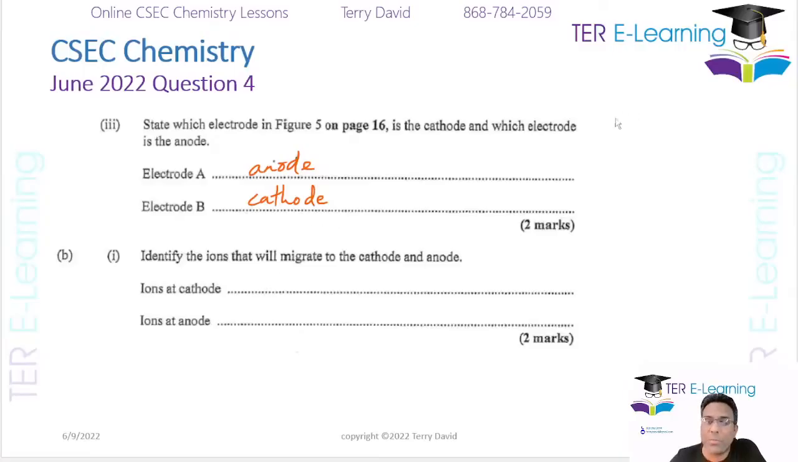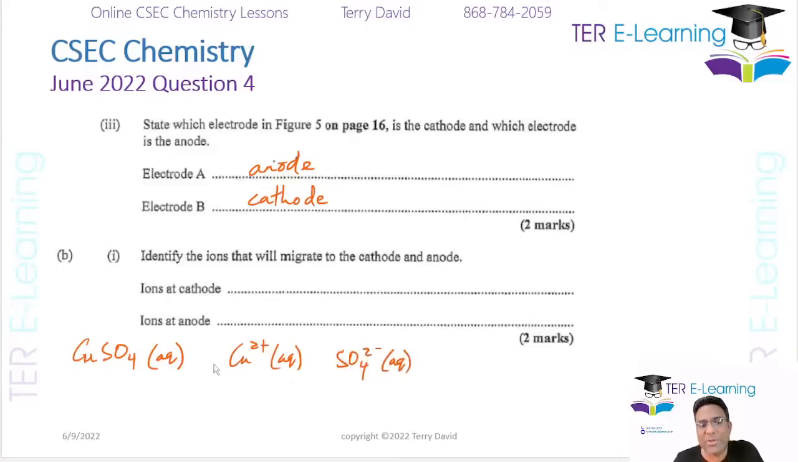The next thing they said here now: identify the ions that will migrate towards the cathode and the anode. Now, whenever you have a solution, so you have copper sulfate aqueous, how you analyze an electrolysis is we look at the obvious ions first. So you know you're going to have Cu2+ aqueous and SO4 2- aqueous. But because you have this in solution, you're going to have H+ from the water, and OH- from the water as well. So I have 4 different ions present here.